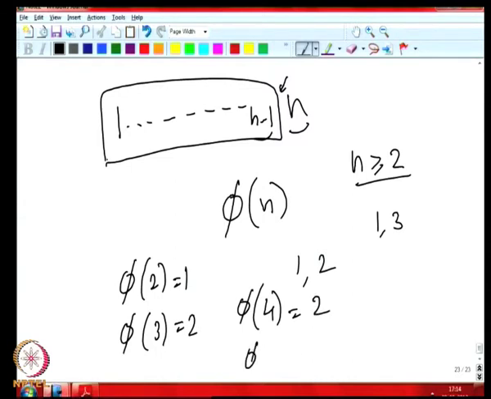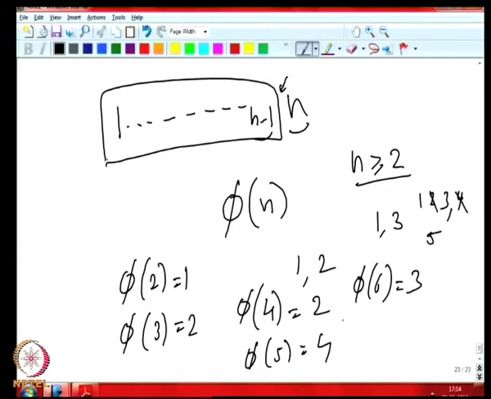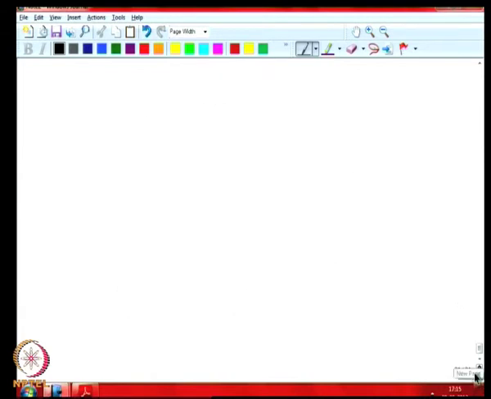So, phi of 5 is 4: 1, 2, 3, 4. And phi of 6 is what? Phi of 6: 1 is, 2 is not, 3 is, 4 is not, 5 is, right? So, like that. Now we can look at more general cases.